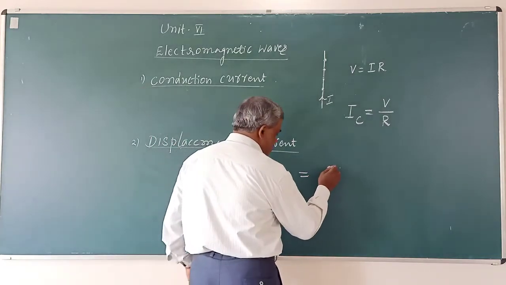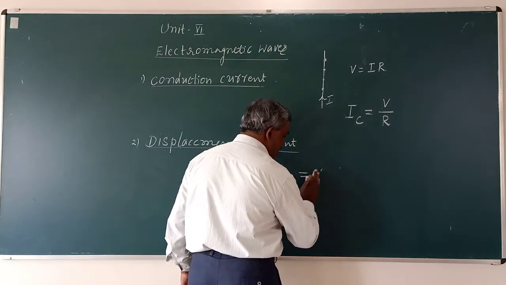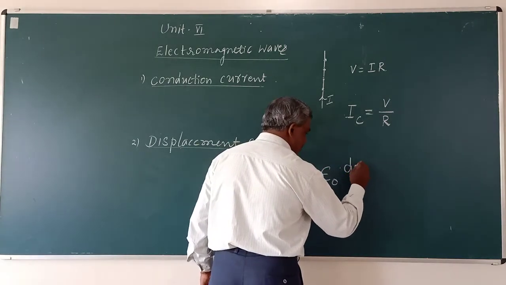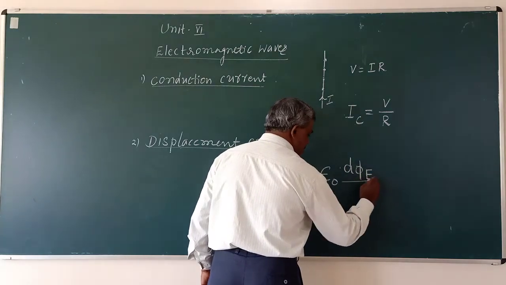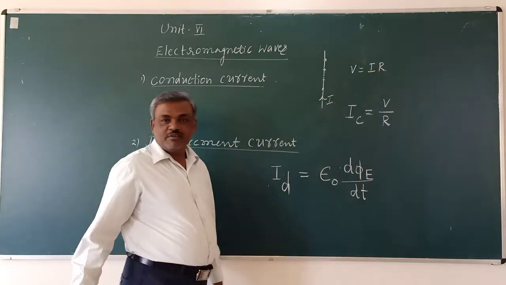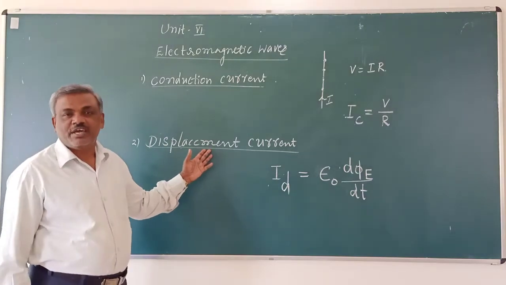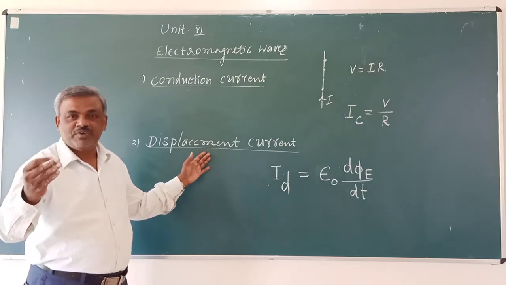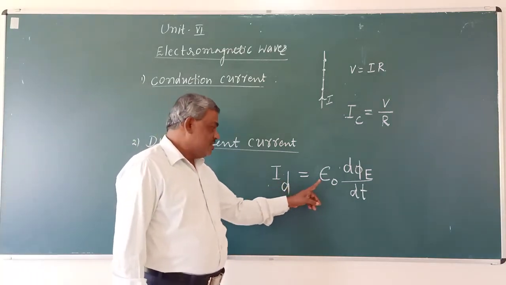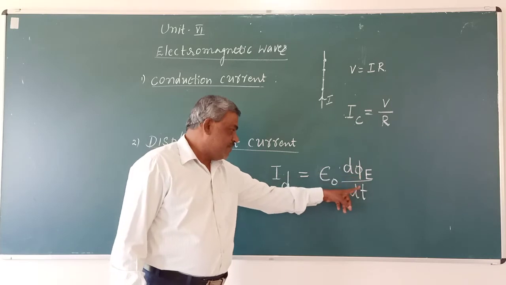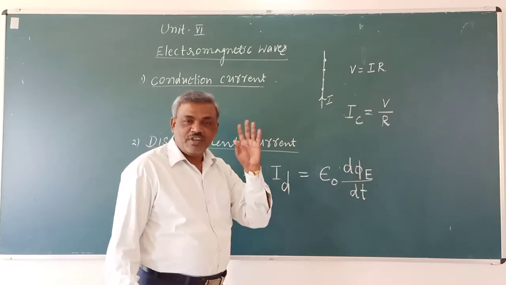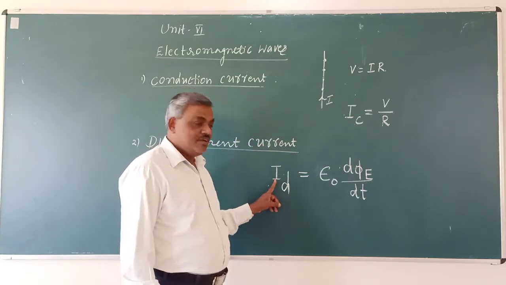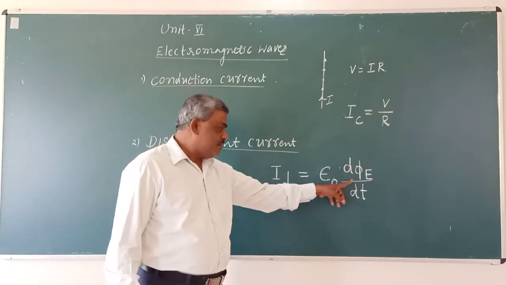ID equal to epsilon naught dΦE by dt. This is a very important mathematical expression for displacement current. Sometimes a 1 mark question also asks you to write the expression for displacement current. So ID equal to epsilon naught dΦE by dt is a very important mathematical formula. Displacement current ID equals epsilon naught dΦE by dt.